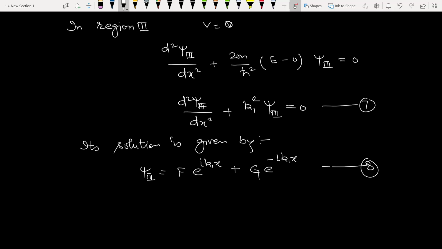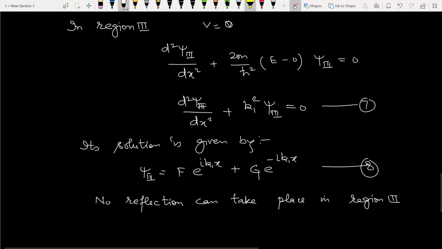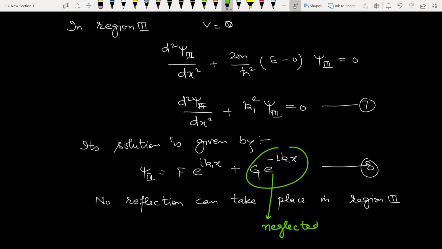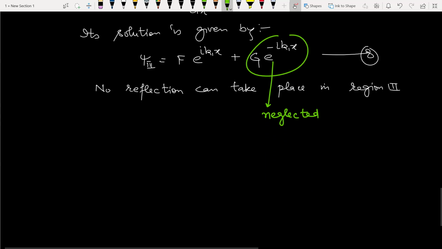But as there is no boundary beyond region number 3, no reflection can take place in region number 3. As there is no reflection, this term will be neglected. So the solution in the third region will reduce to this, and we term it as equation number 9.